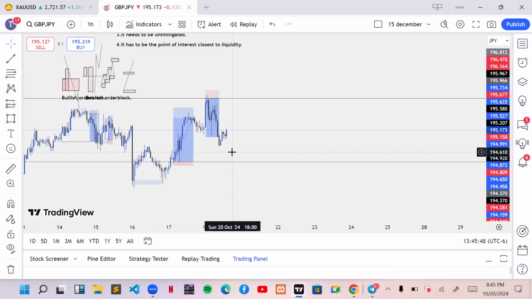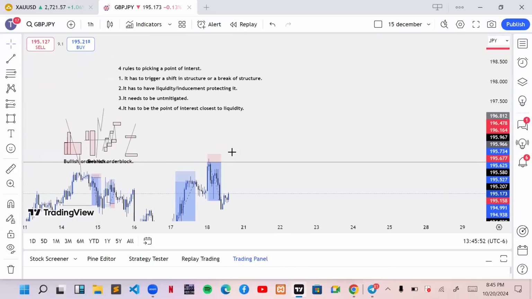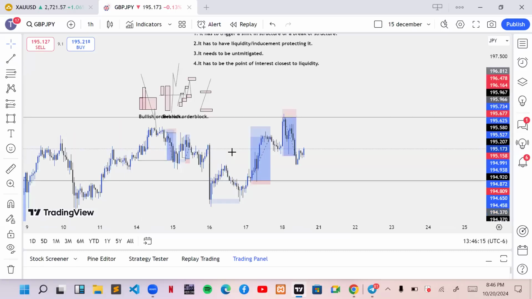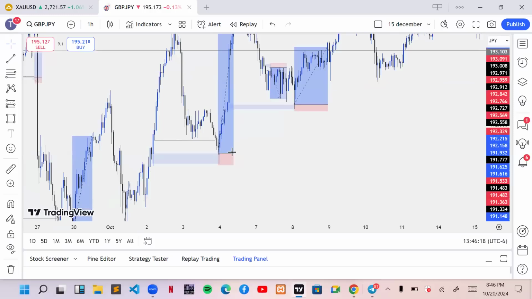So knowing when to pick between an order block and a breaker block, you need to pay attention to all these four criteria. That's why I have a shift in market structure. That's why I have liquidity protecting it. It needs to be unmitigated. It now has to be the point of interest closest to liquidity. Meaning that you can only use the order block if your breaker block was mitigated. If your breaker block was unmitigated, you have to pick your entry from the breaker block because it will be the closest one to liquidity. So that's just it. You want to use breaker block, you want to use other blocks.